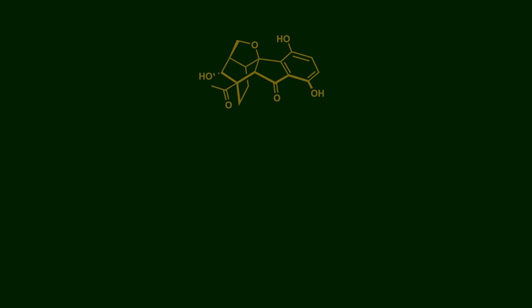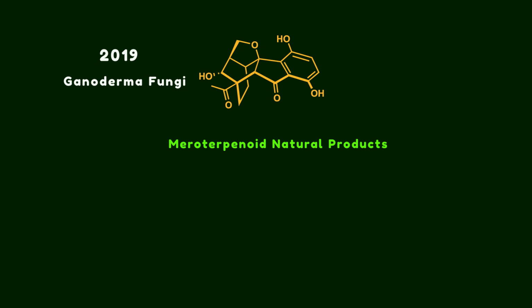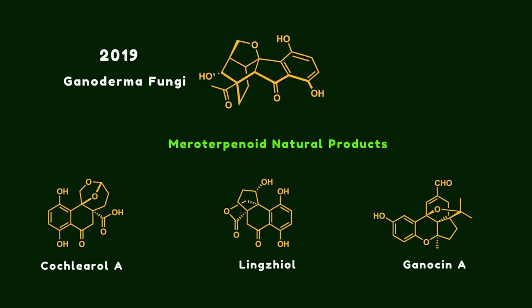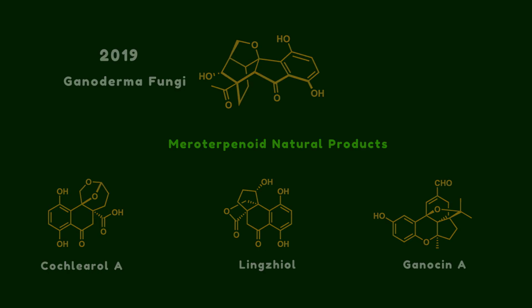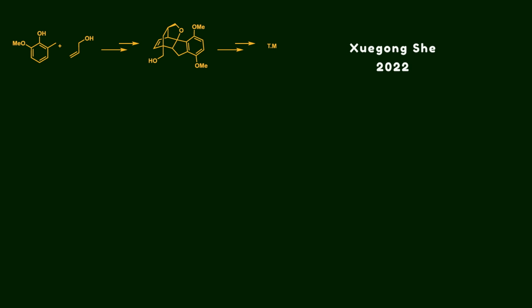Lucidumone was first isolated in 2019 from Ganoderma fungi, a rich source of meroterpenoid natural products such as cochlearol A, lingzhiol, and ganocin A. Since its isolation, various research groups have independently developed intriguing synthesis routes to access this complex molecule. In 2022, Shi and co-workers reported the construction of the pentacyclic core of Lucidumone in racemic form.